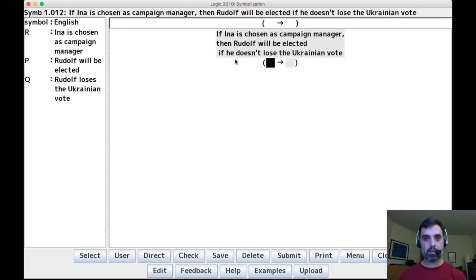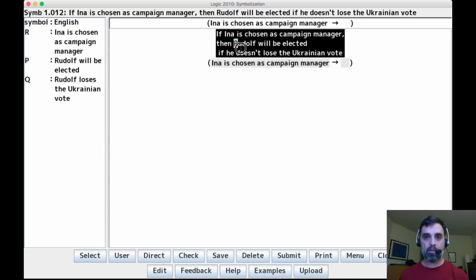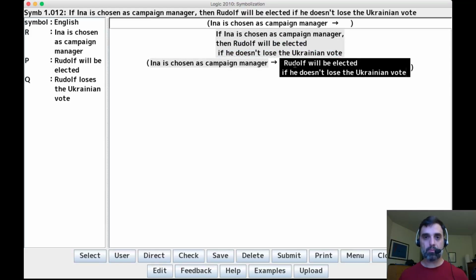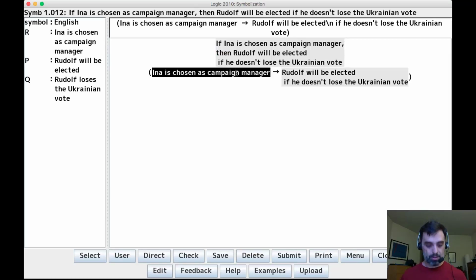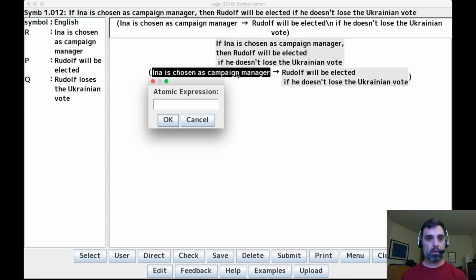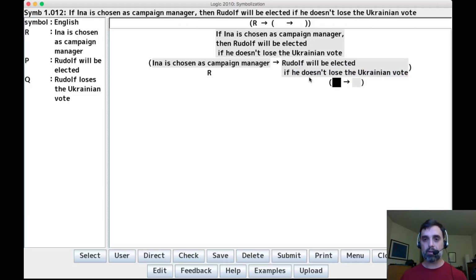So let's tell it it's a conditional. Excuse me, this if is the antecedent. And the then is the consequent. And so this if and that then have turned into this arrow. So Ina is chosen as campaign manager is atomic R. Rudolph will be elected if he doesn't lose the Ukrainian vote. Well, again, there's an if and there's a not. And the if is the main connective because, again, the not attaches just to he does lose the Ukrainian vote. So this is another conditional.